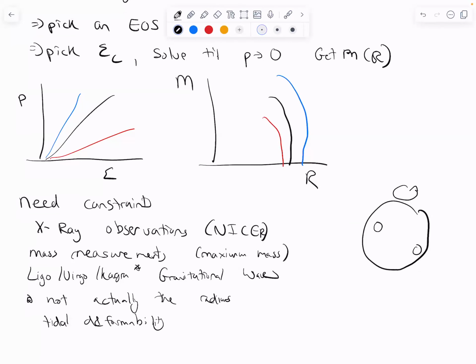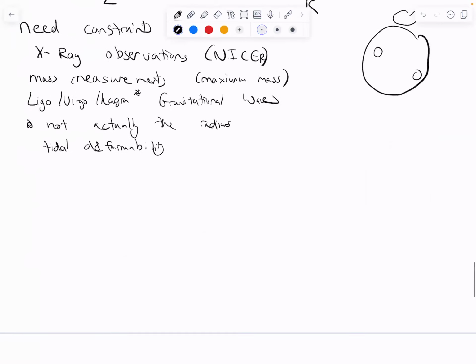And I mentioned this briefly at the beginning of the talk, and this is something where it's basically how squishy the star is, right? And so let me explain how it looks like for gravitational waves.